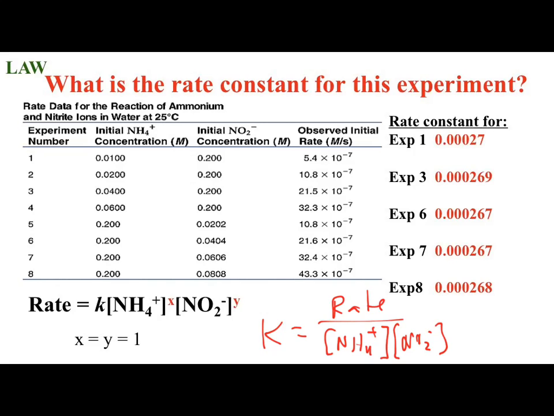Okay? If we go through and solve it for experiment 3, we now change all of our rates and concentrations, and we get another rate constant value. What's the difference between those two numbers?